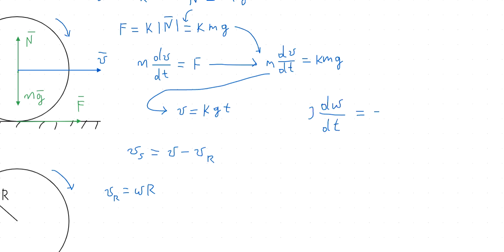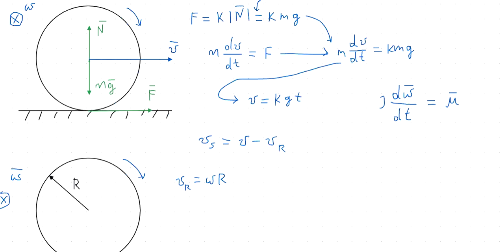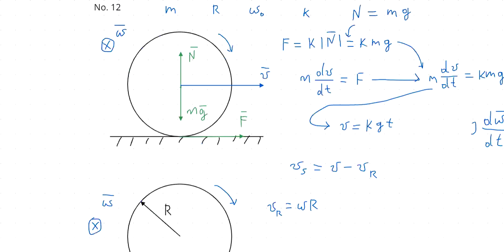I will just write this in vector form. It is equal to the moment of force. There is only one force that is not compensated. This is the force of friction. So this force of friction produces a moment of force of friction. And now the next step is to find this moment of force of friction.